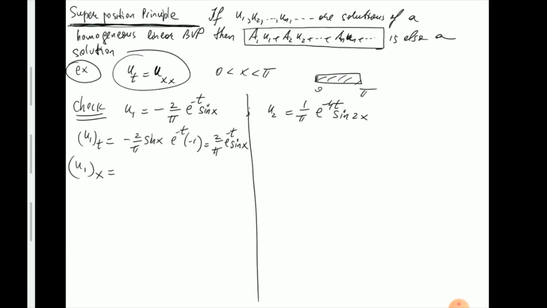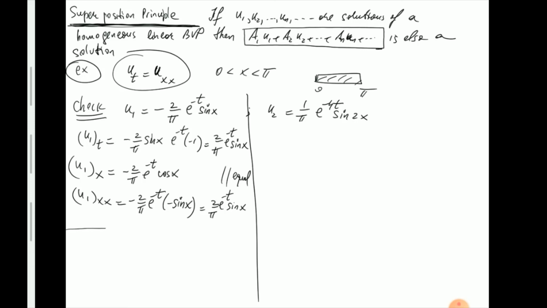u1 partial x, now t is a constant, sine prime is cosine of x. u1 partial x twice, again pull up the constant, differentiate cosine, and that gives you minus sine of x. We cancel the minus, and notice that they are equal. So u1 is a solution of the PDE. I didn't mention any boundary value problem, so that's a solution.